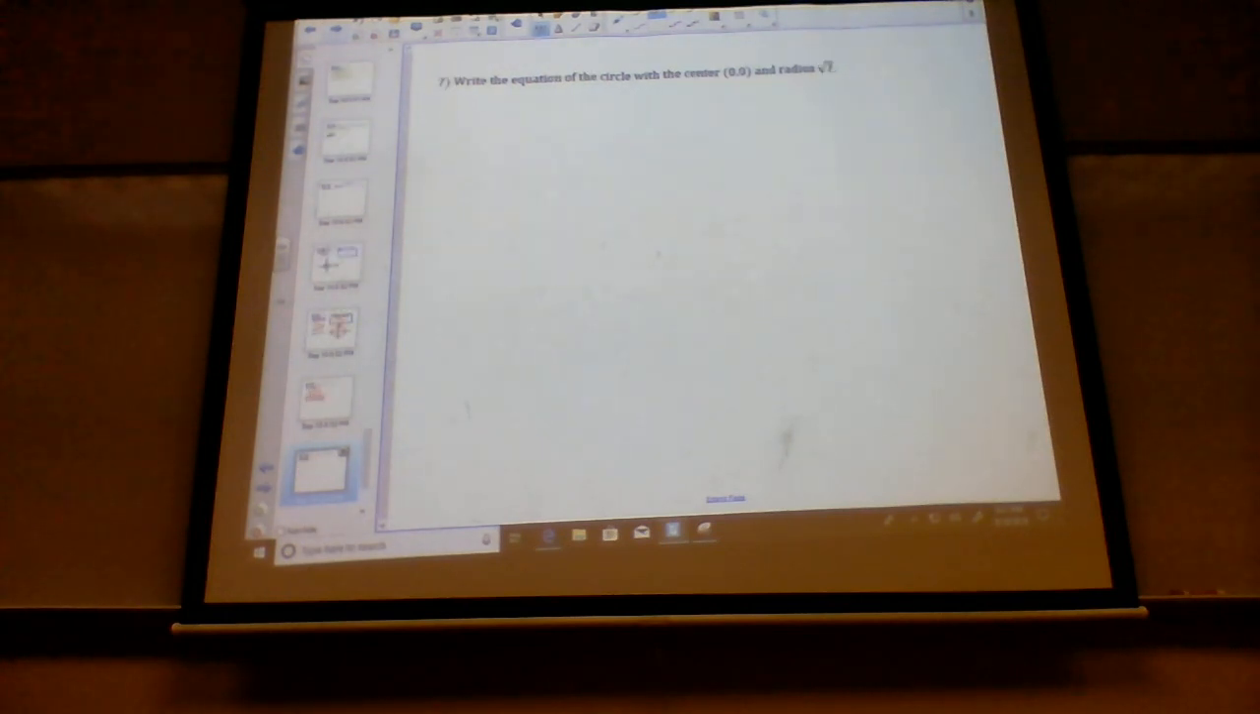All right, let's do one more like it. Write the equation of the circle with center 0, 0 and radius square root of 7. So again, I have x squared plus y squared equals r squared. So in the place of r, I'm going to put the square root of 7. So I have x squared plus y squared equals the square root of 7 squared.